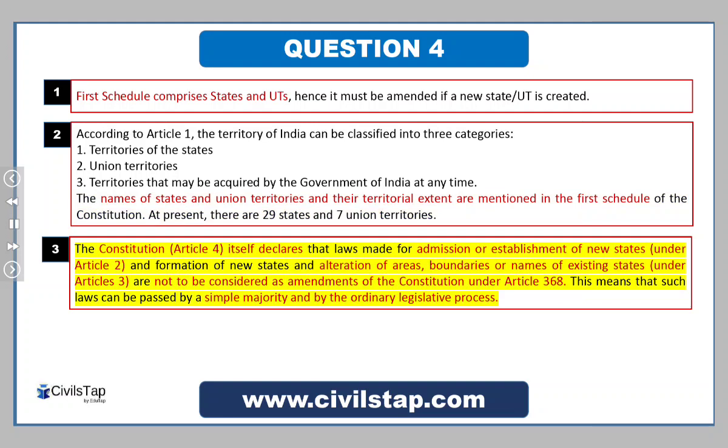2. The Constitution, Article 4, itself declares that laws made for admission or establishment of new states, under Article 2, and formation of new states and alteration of areas, boundaries or names of existing states, under Article 3, are not to be considered as amendments of the Constitution under Article 368. This means that such laws can be passed by a simple majority and by the ordinary legislative process.